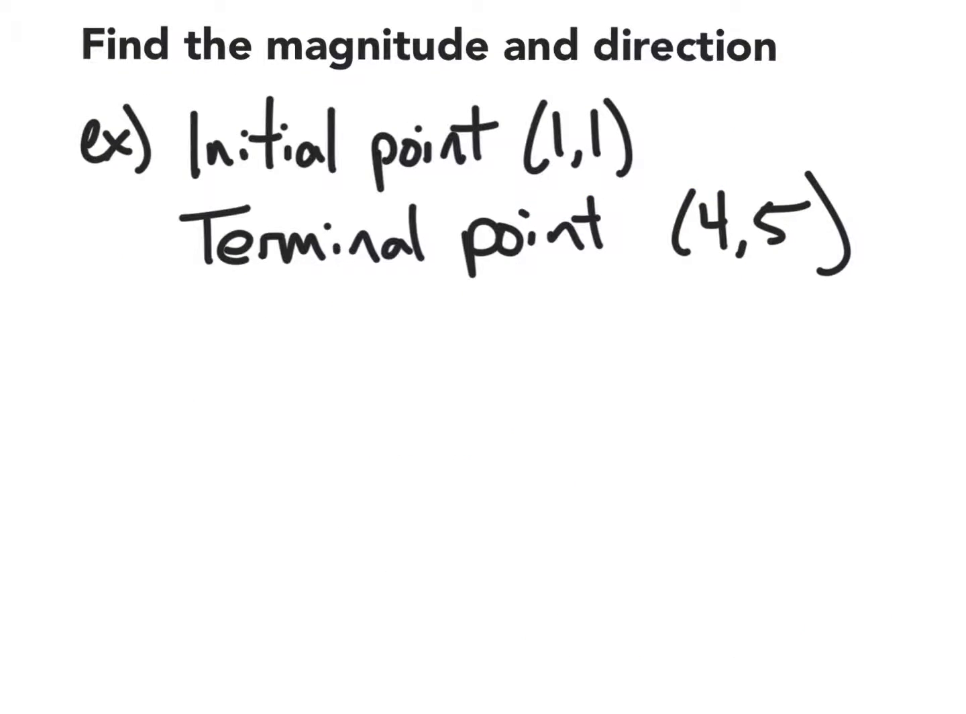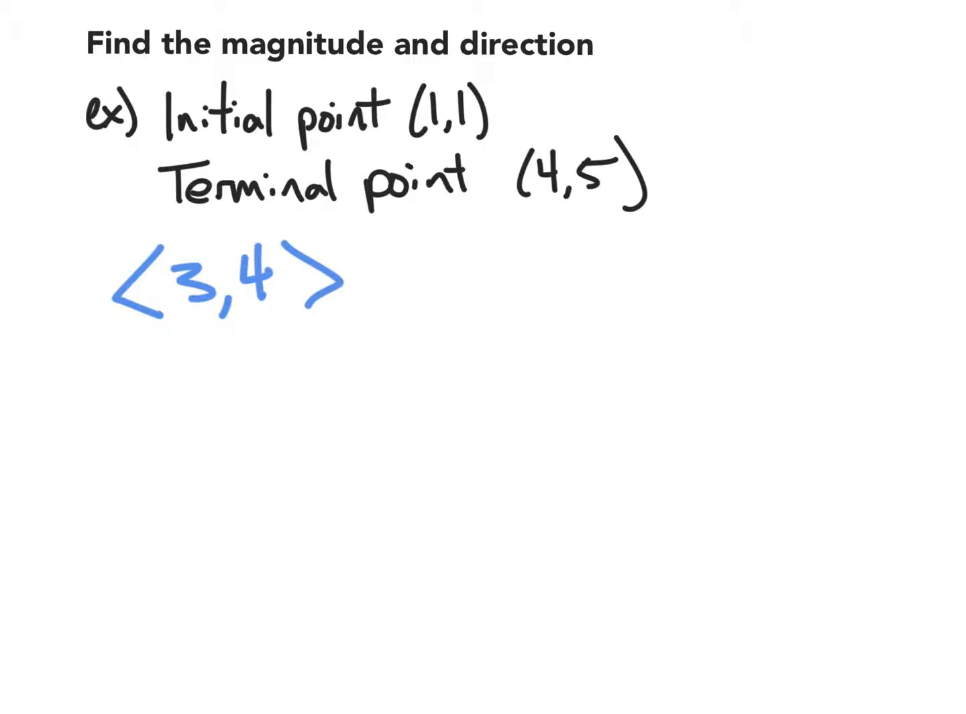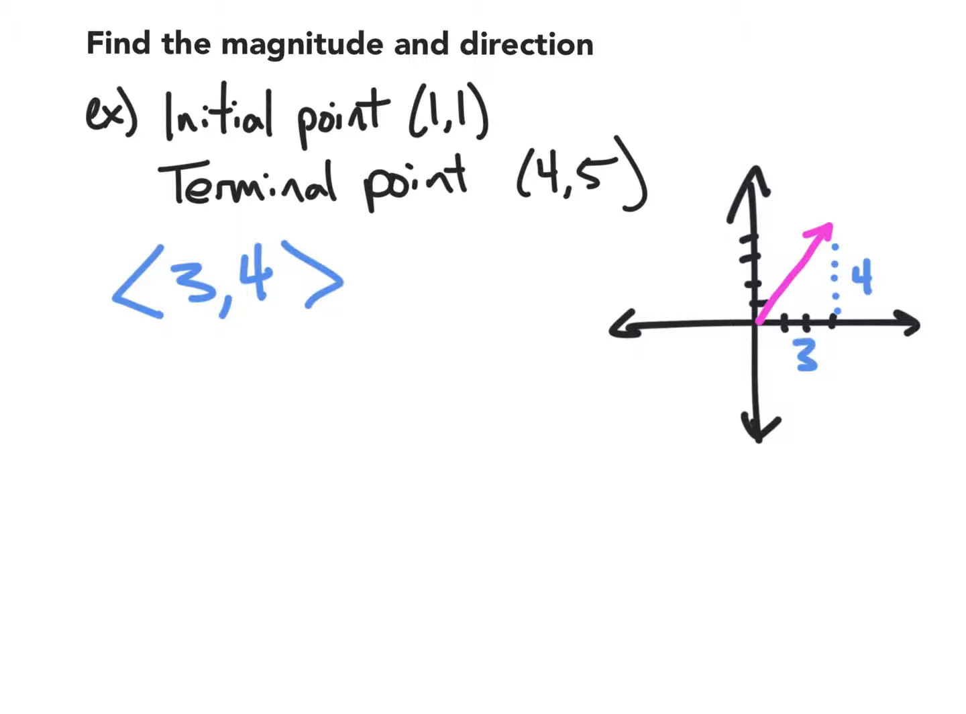Let's get to it. All right, let's find the magnitude and direction if I have an initial point at 1, 1 and a terminal point at 4, 5. So let's start by finding the components. All right, this has components 3, 4 because we could see that x had to increase by 3, y had to increase by 4. So let's draw that and see which quadrant we would be in. All right, so now I use my components 3 and 4. I can see I'm in quadrant 1. And just using Pythagorean theorem, we can see that the magnitude of this vector, let's call it u, is equal to 5.